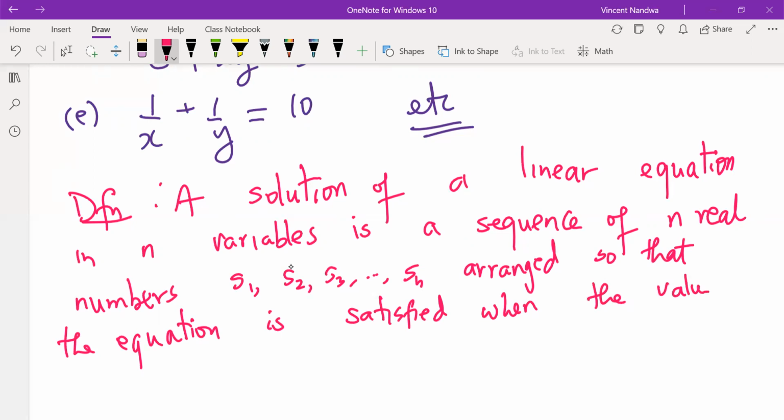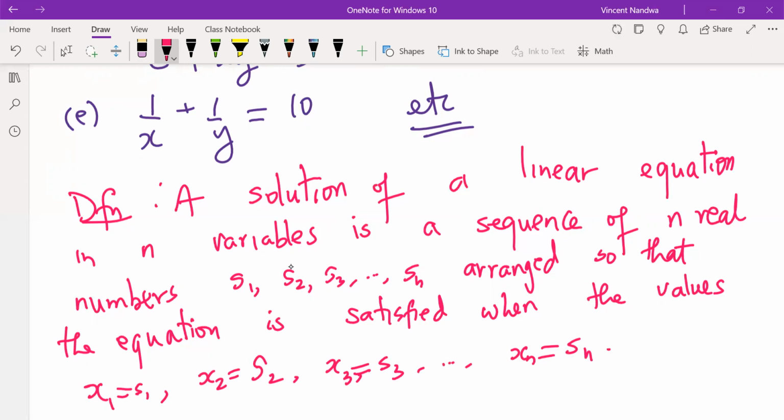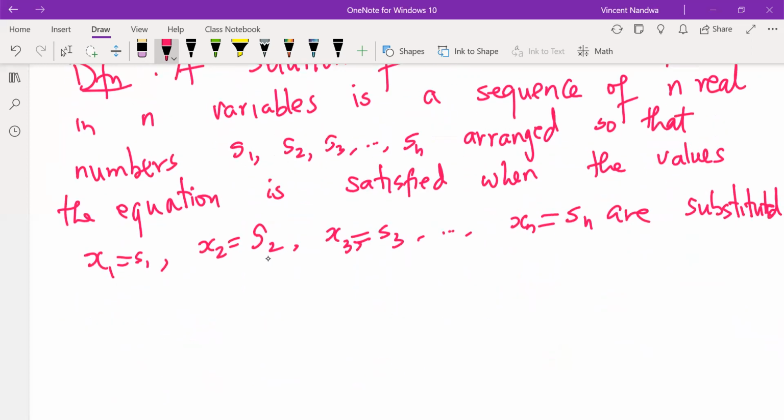when the values of the variables x1 equals S1, x2 equals S2, x3 equals S3, and xn equals Sn are substituted into the equation. So that's what we call a solution of a linear equation.